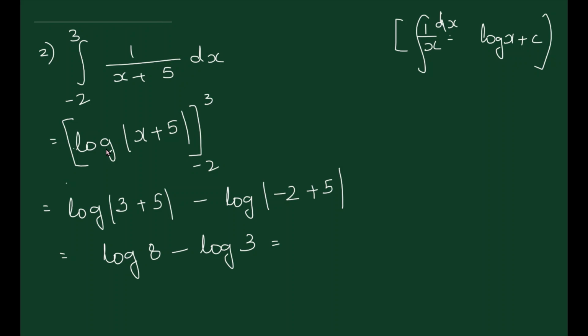Now you know that when two logs are subtracted, we can combine them and write them this way. That is log 8 minus log 3 can be written as log 8 upon 3. So this becomes the answer. You don't have to write plus c in the answer, again I am telling you.